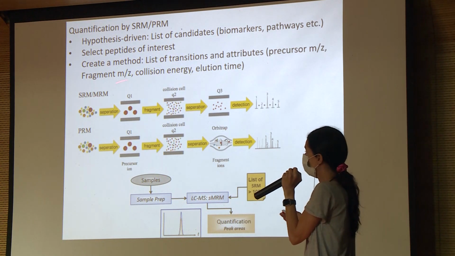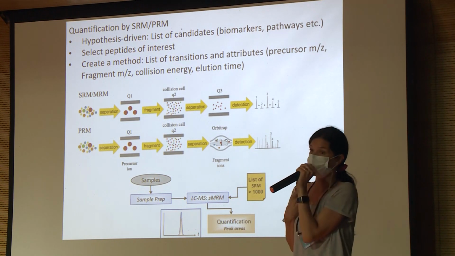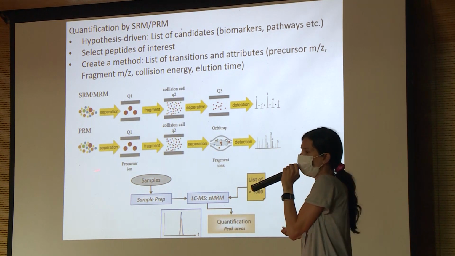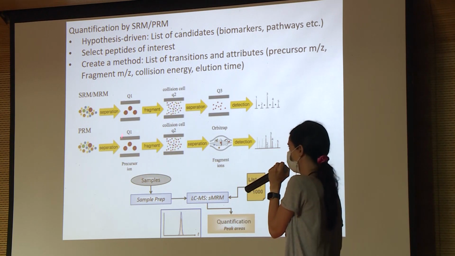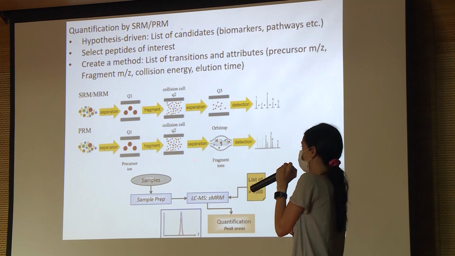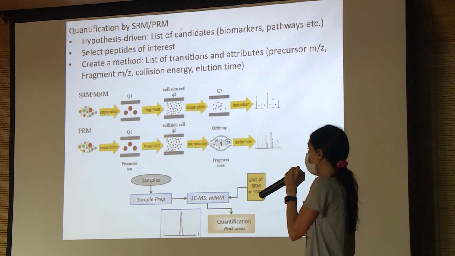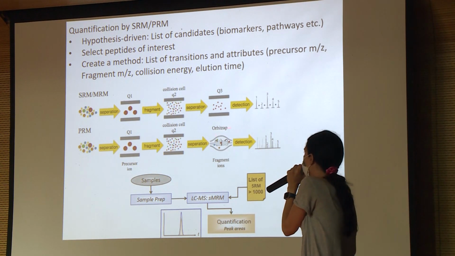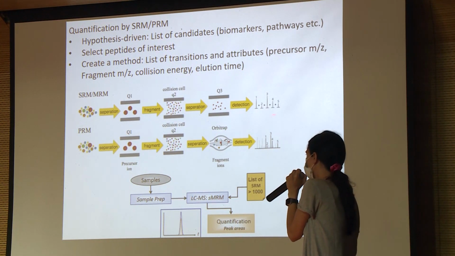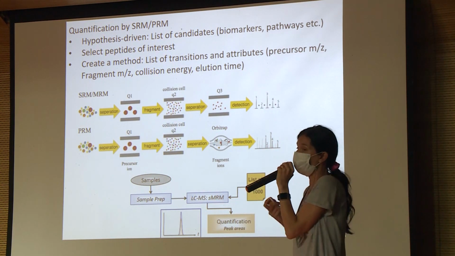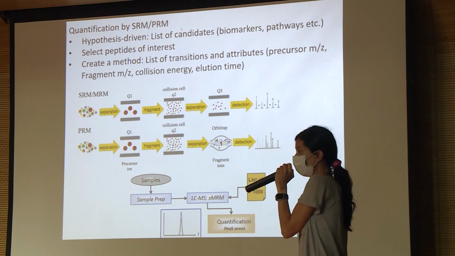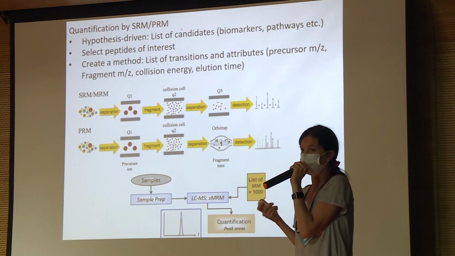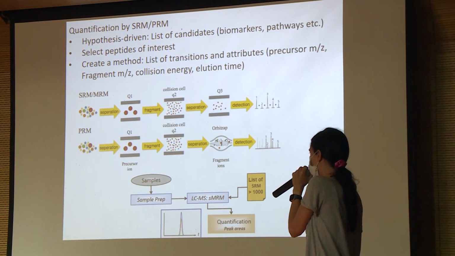If you don't have an instrument like this one, and you have a Q-Exactive, for example, like the one we have, what you will do is, the first quadrupole will select your peptide, your parent ion that you want to fragment, then you will fragment it, and you will end up measuring all your fragment ions. And then basically in both methods, what you will do is you will quantify your peptides based on the area under the curve of the different fragments that you have measured.